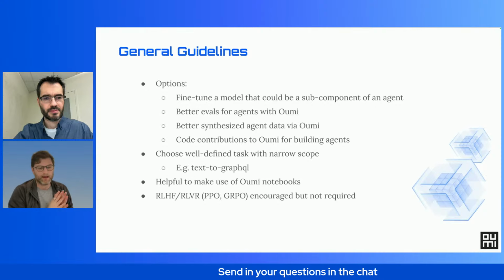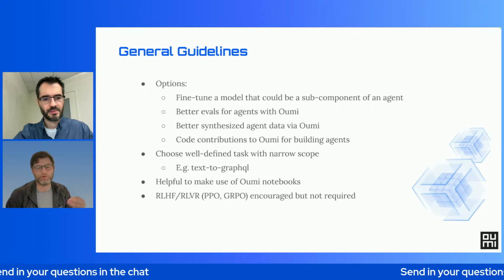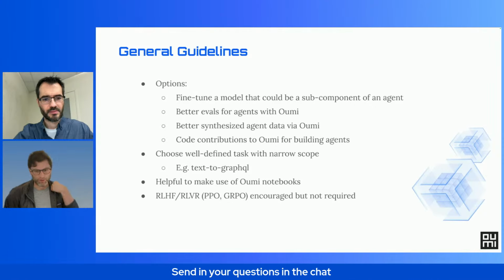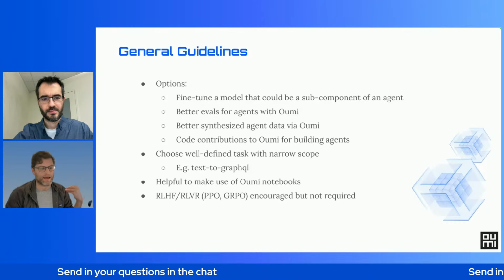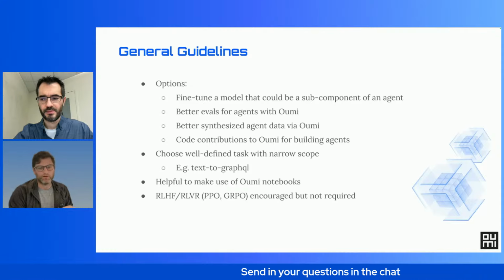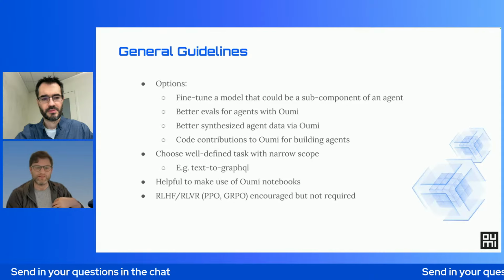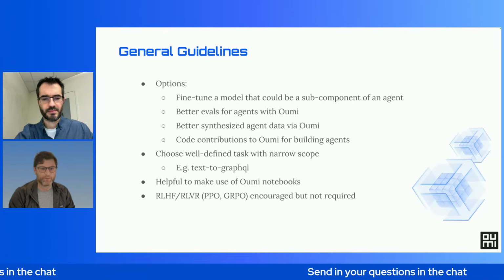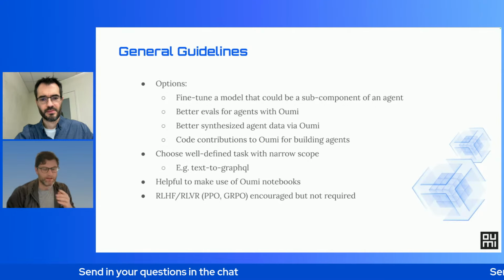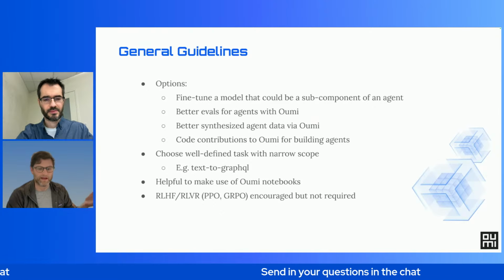So summing up, let me give you some general guidelines for the hackathon. There are different options of what you could actually do. You could fine-tune a model that could be a subcomponent of an agent, and that's what we did in this example here. But some alternatives, you could work on better evals for agents with Oumi. You could work on specific synthesized agent data. Or you could make contributions for building agents. So fine-tuning a model is just one example of what you could build with Oumi for the hackathon.